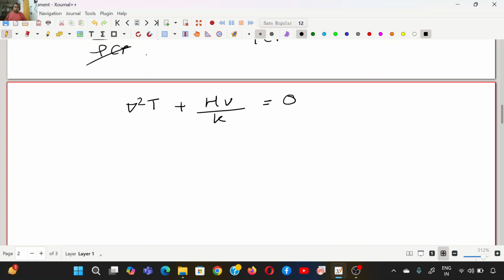Okay, so in this case, what coordinate system will we be using for a wire? Look at the shape of the wire, okay? The shape of the wire is like a cylinder, no? This is the shape of the wire. So we'll use cylindrical coordinates.